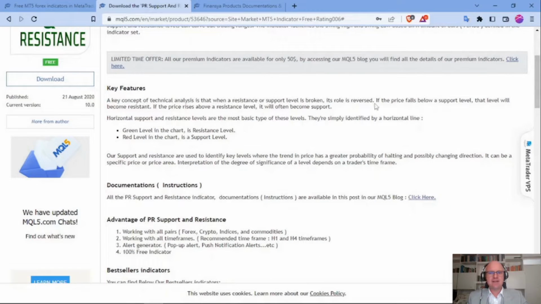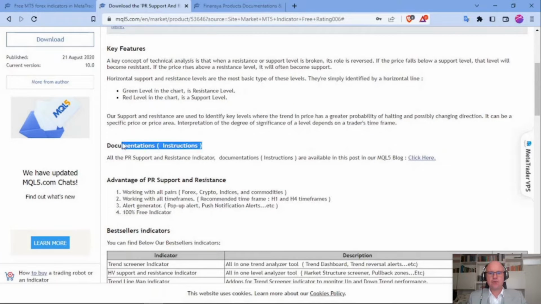A key concept of technical analysis is whether a support or resistance level is broken or a reversal occurs at that level. If a level is broken, then it will become a new support or resistance level. Now, the indicator identifies these highs and lows using a green level in the chart for resistance levels and a red level in the chart as a support level. It is important to understand when approaching a support or resistance level that there are multiple different options on how to trade it.